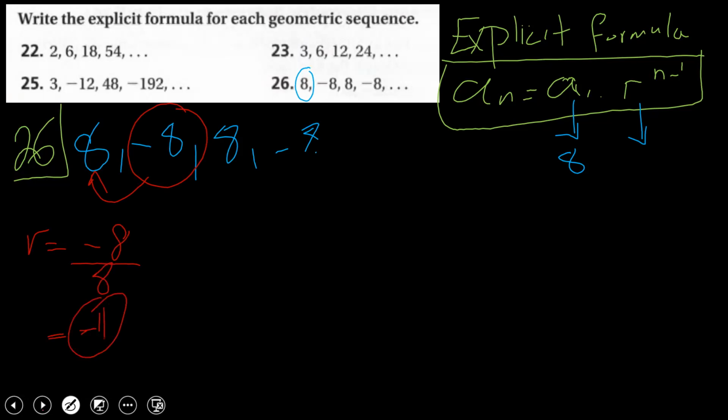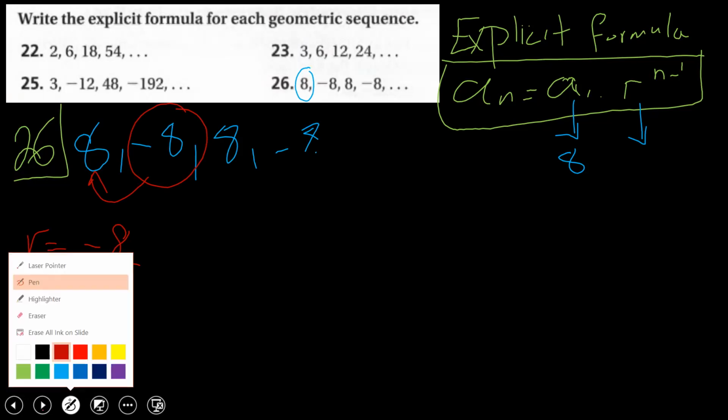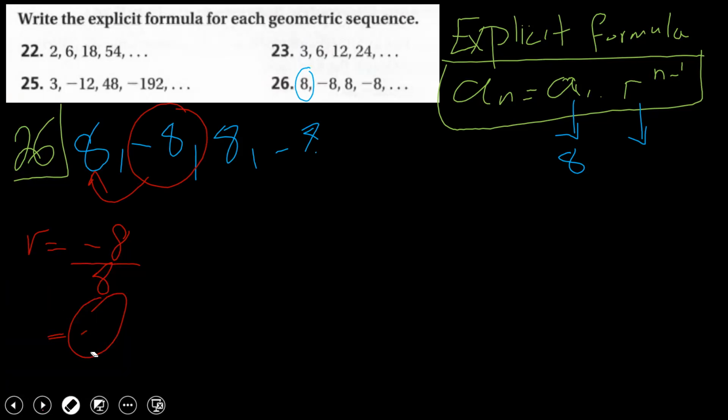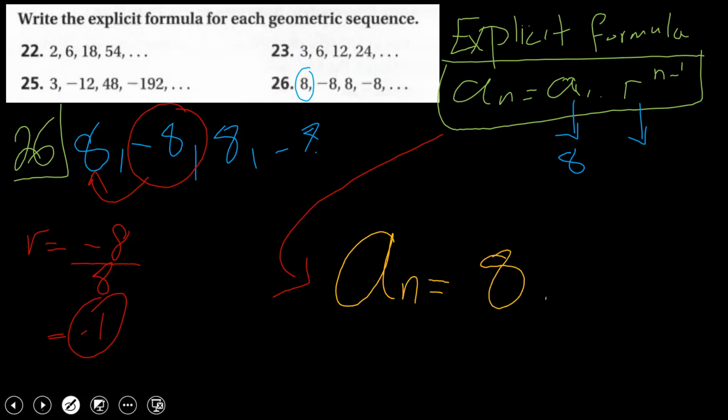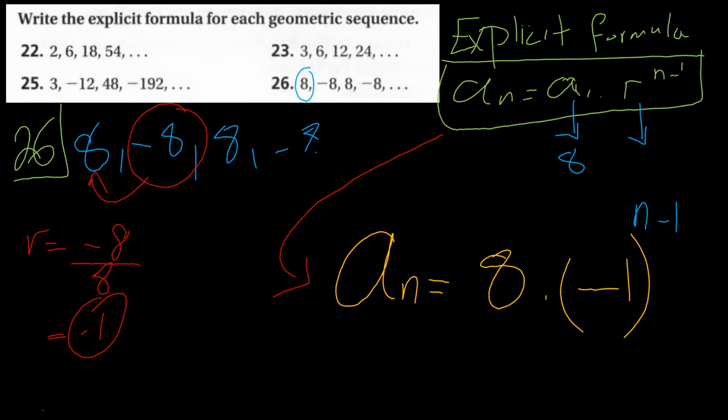Is it right? So what does it mean? I mean here that negative 1 is the ratio. So can I write now the explicit formula? Yes, I can. I will say that a sub n is the first term, which is 8, times r, which is negative 1, and only negative 1 is raised to the power n minus 1. This is an explicit formula for a geometric sequence.